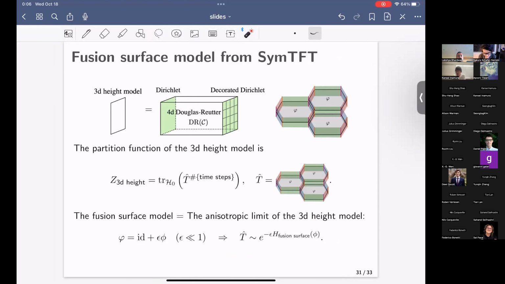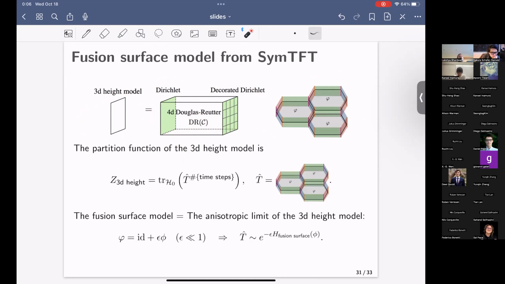And we can do the same thing in one higher dimension. So in order to obtain the fusion surface model in 2+1D, we use the 4D Douglas-Reutter TFT, which is constructed from a fusion 2-category C. And on the left boundary, we impose the Dirichlet boundary condition. And this choice of boundary condition guarantees that the corresponding 3D model has a fusion 2-category symmetry C. And on the right boundary, we impose the Dirichlet boundary condition that is decorated by this topological defect network.